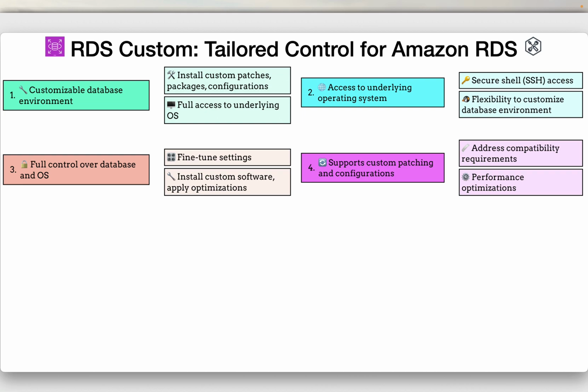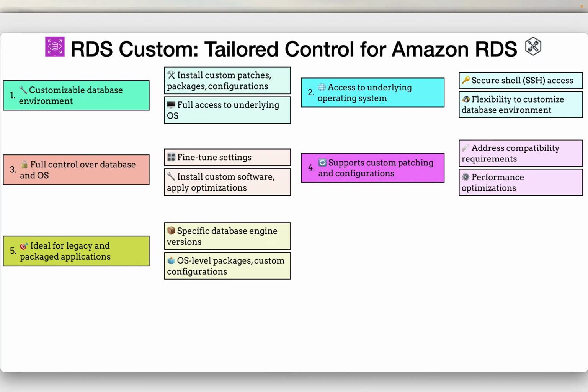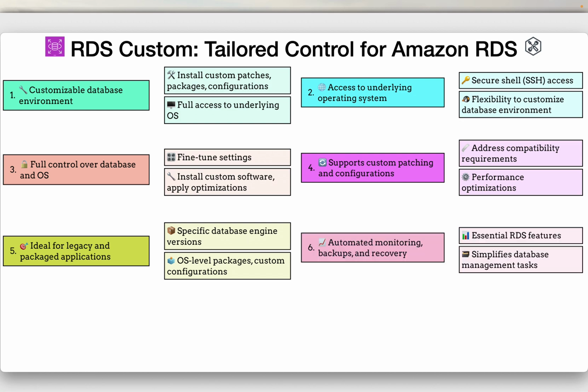Fourth, supports custom patching and configuration. You can apply custom patches and configurations to the database engine and operating system, enabling you to address specific compatibility requirements or performance optimizations. Fifth, ideal for legacy and packaged applications. RDS Custom is particularly suitable for legacy, custom, or packaged applications that require specific database engine versions, OS level packages, or custom configurations.